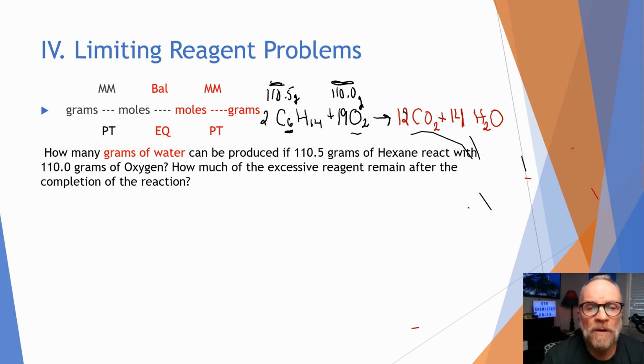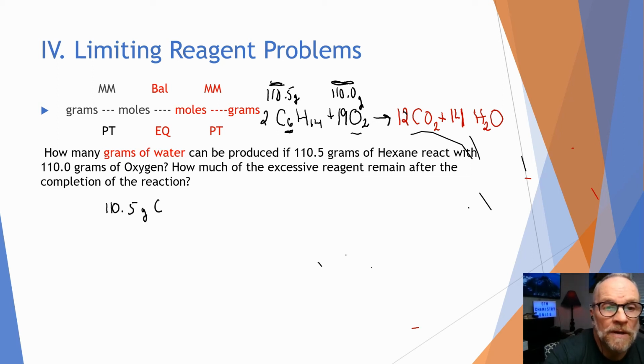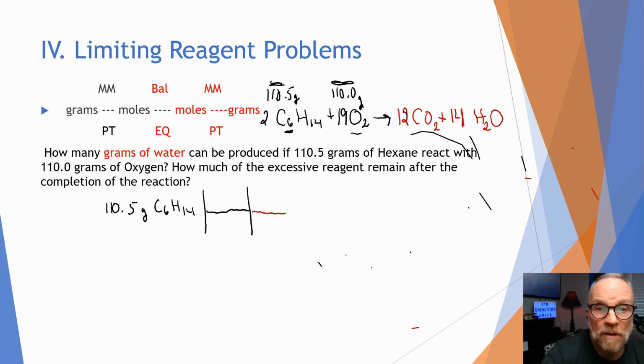Okay, hopefully you've done that. So let's do the problem. We'll start off with 110.5 grams of C6H14, and we're going to change that to moles of our product that we're asked to solve for, which is water. So we're going to solve for water here. It'll be grams of water.